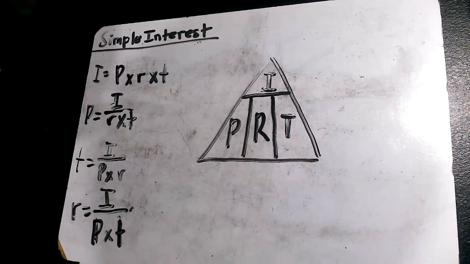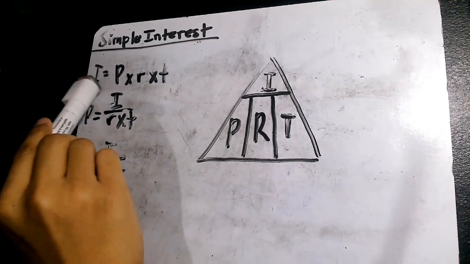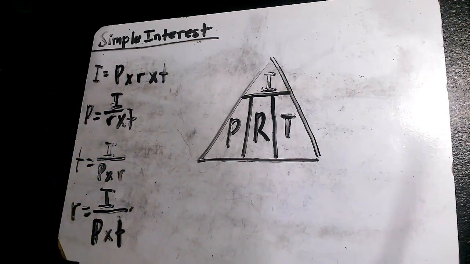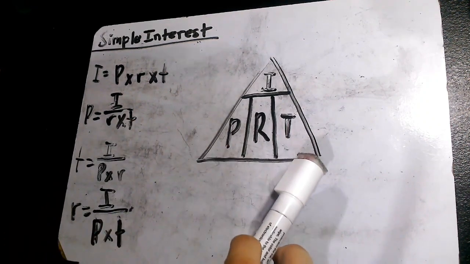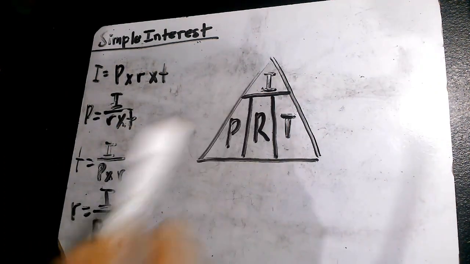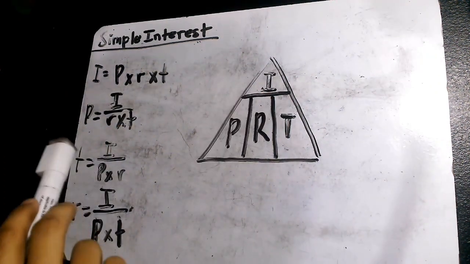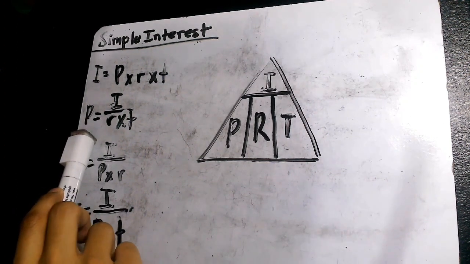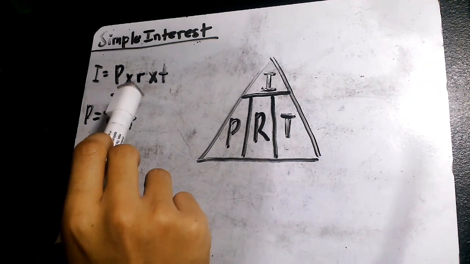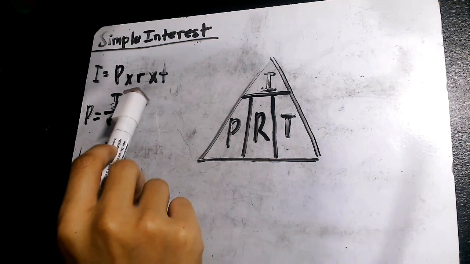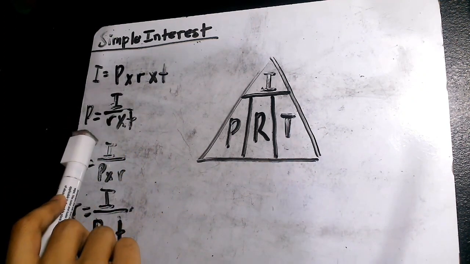The formula for solving simple interest is as easy as it gets. As you can see, if we are looking for I here, which is interest, all we need to do is multiply P, R, and T, and we would get I. If we are looking for P instead, all we need to do is multiply R and T, then divide it to I, which is interest. Then we would get P, which is principal amount.